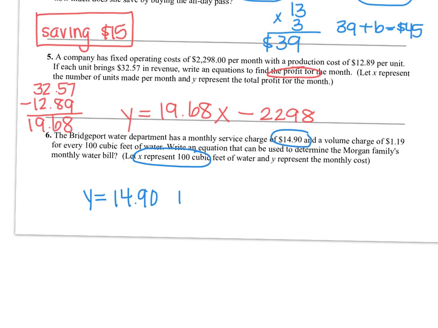But then you're going to add to that $1.19 per x, per every 100 cubic feet. Plugging in a certain number of 100 cubic feet for x would give you the total bill.